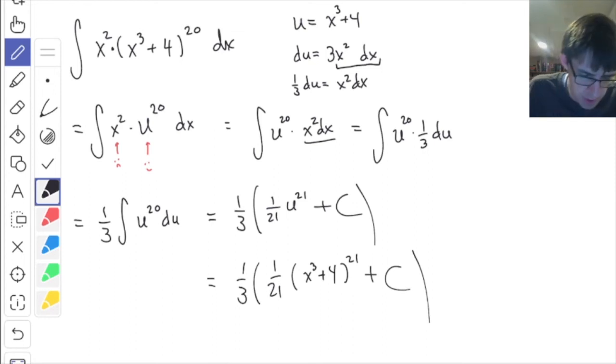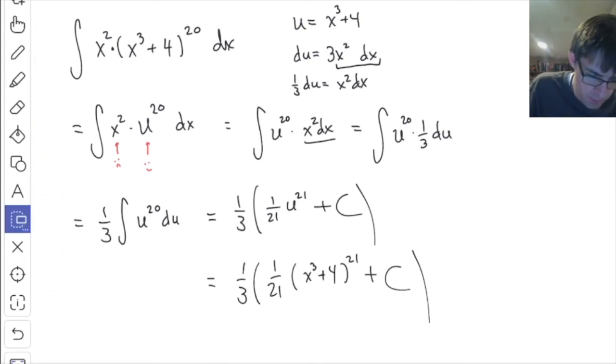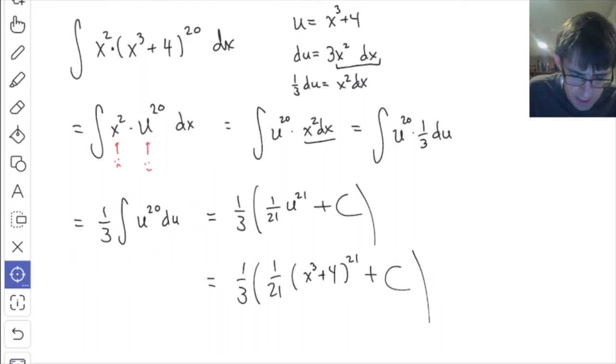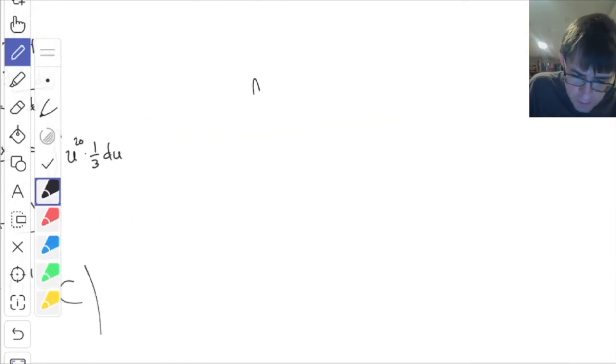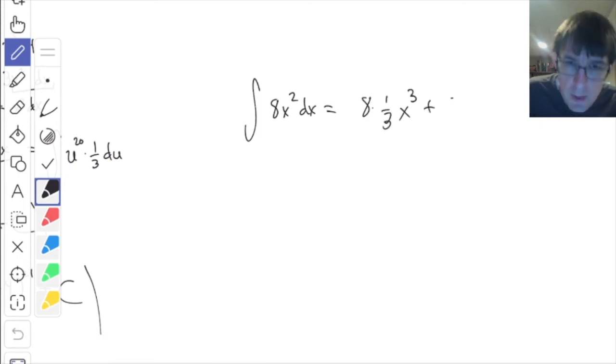This is a good question. You will notice from this step here, I had an integral sign and a du, and I didn't write the integral sign again, and I didn't write the du again. This is because the integral sign and the du together represent the antiderivative. So if you recall, in an ordinary integral, something like the integral of, how about 8x squared dx? The answer is 8 times 1/3 x cubed plus c.